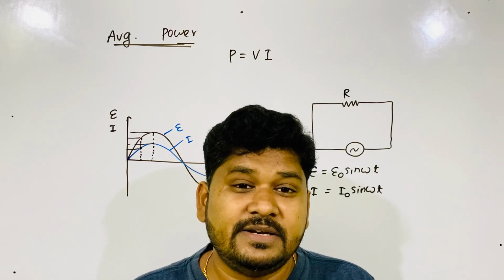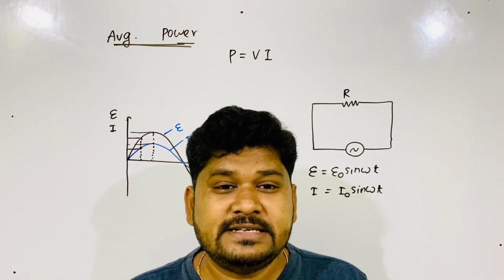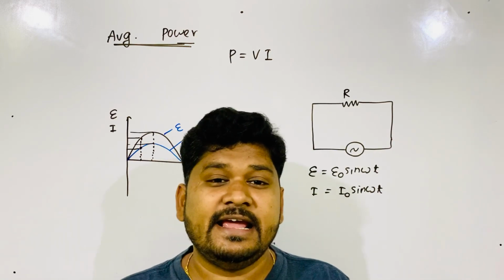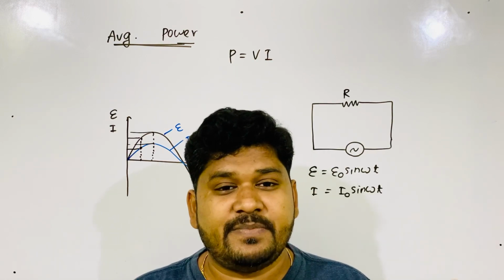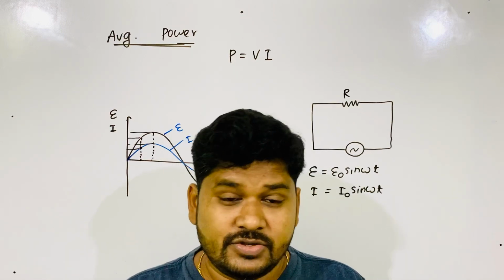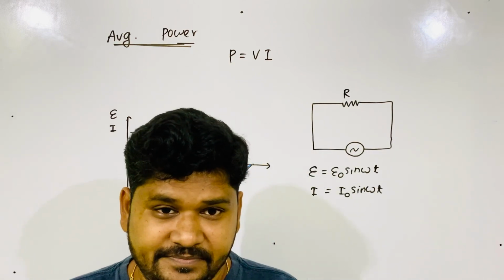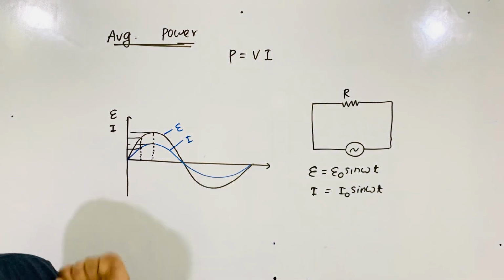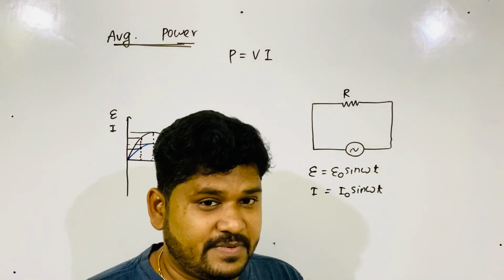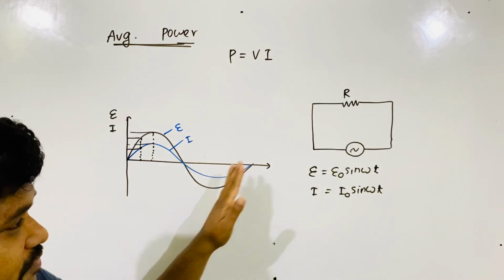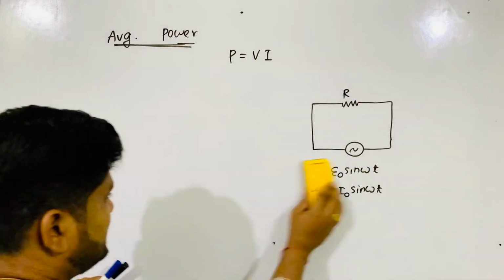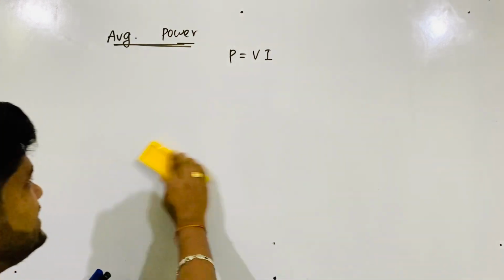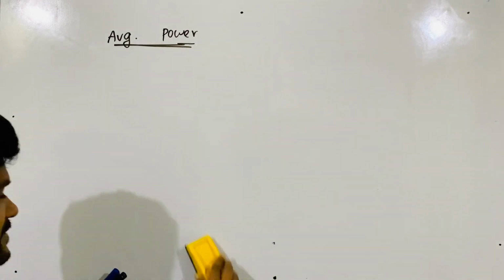Amount of work done per unit time to maintain AC in a circuit is called average power. So now we will find the average power in a full cycle. But this expression I wrote only for a pure resistive circuit. Now we will find the average power for a general circuit.